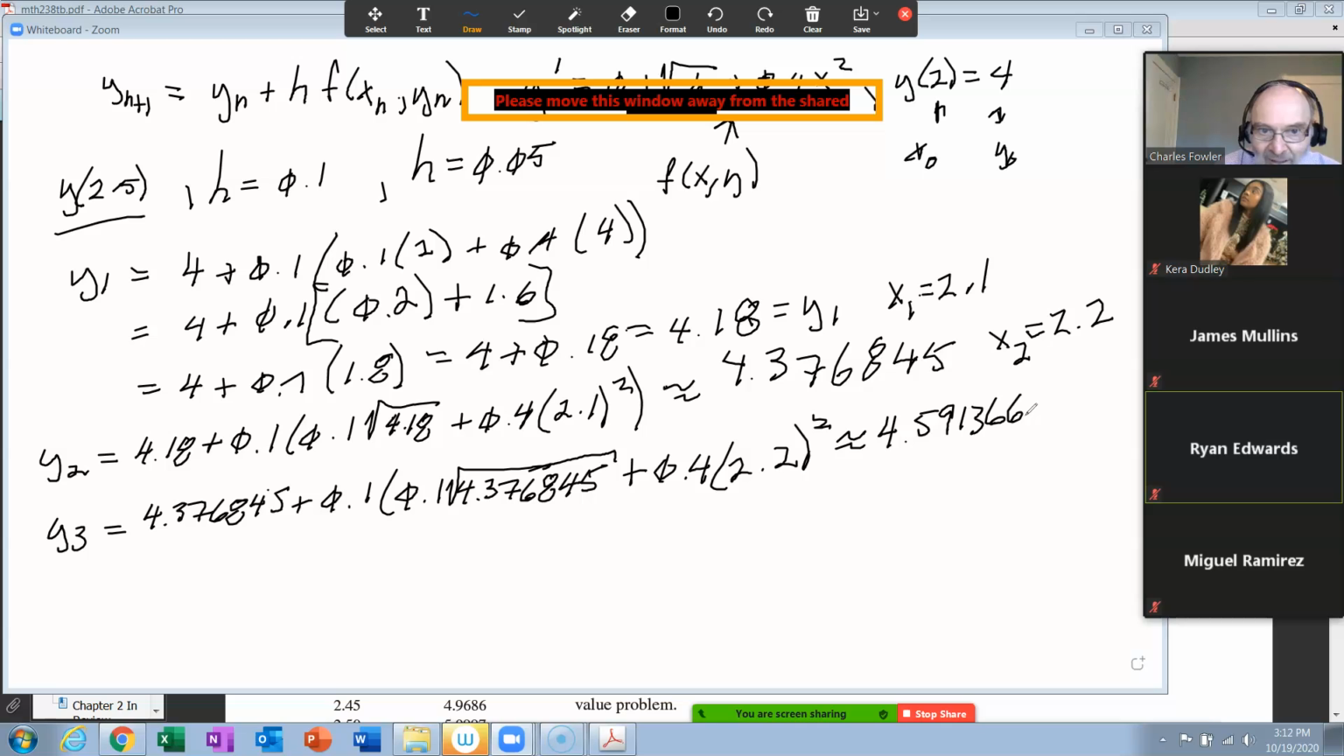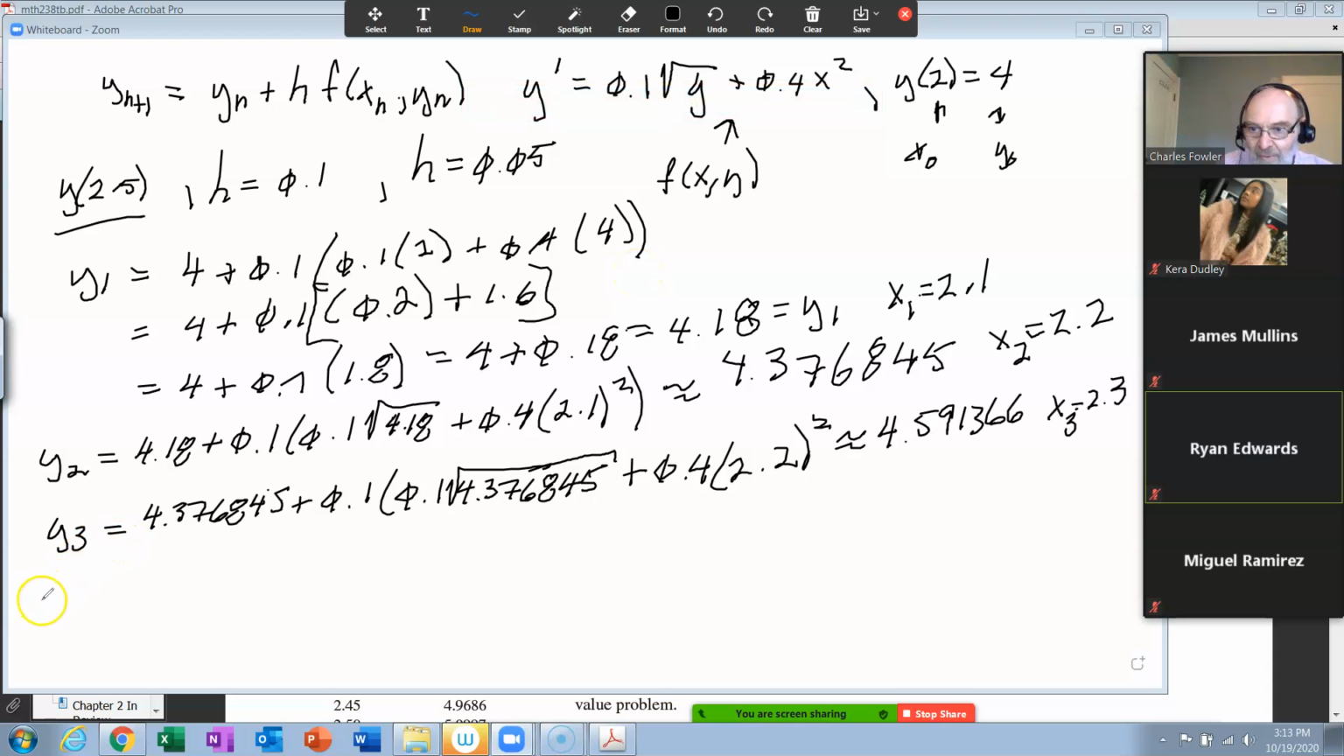And I mean y3, and the x3 here is just 2.3. All you do to that is add the step size to it each time. So now your y4. So you see the pattern here and what's going on? Do you need me to keep doing this? Do you see how it works?